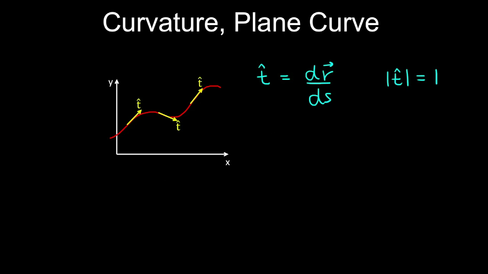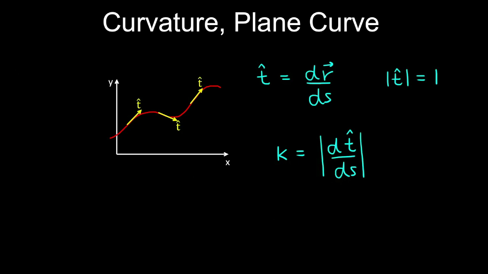Now the curvature, denoted by kappa, is the rate at which a tangent vector turns per unit length. So we have the derivative of the tangent vector with respect to s, and the curvature is a scalar quantity, so it's the magnitude of this derivative.